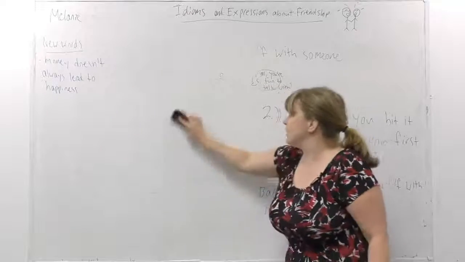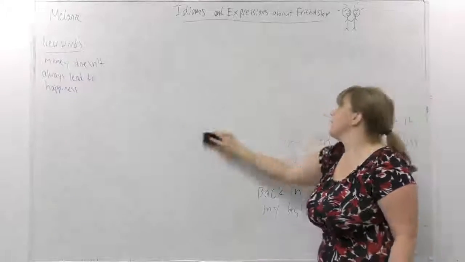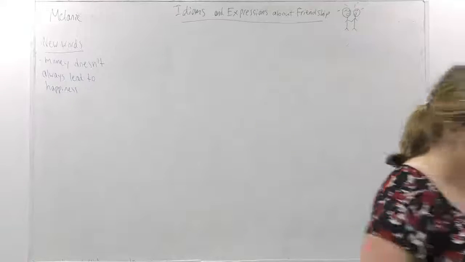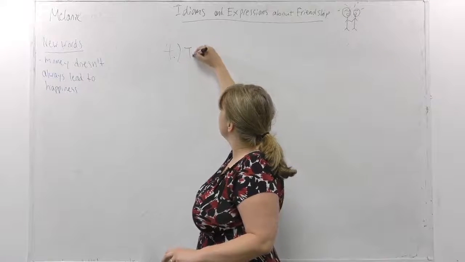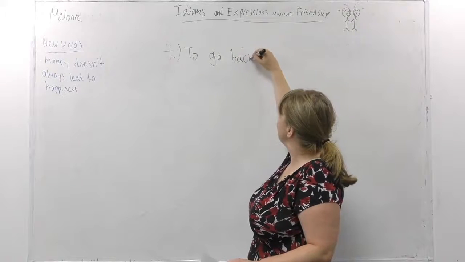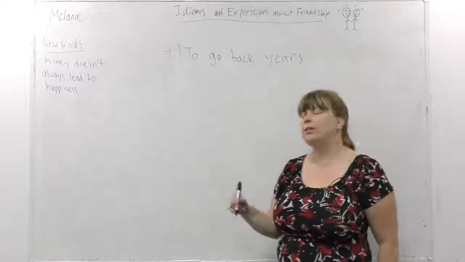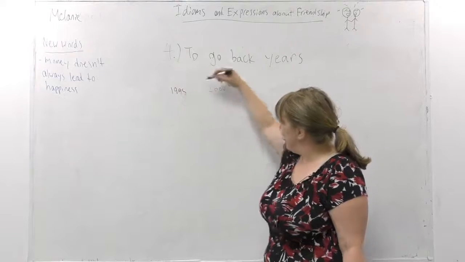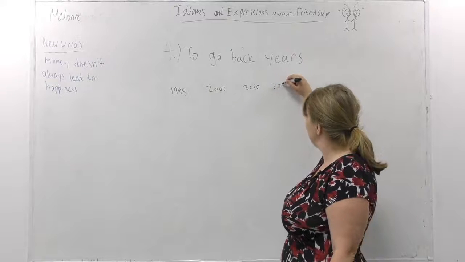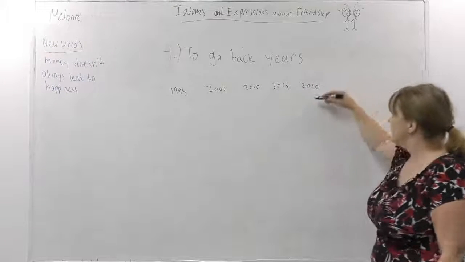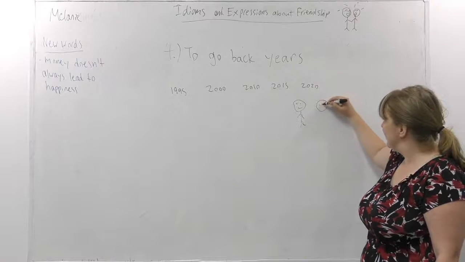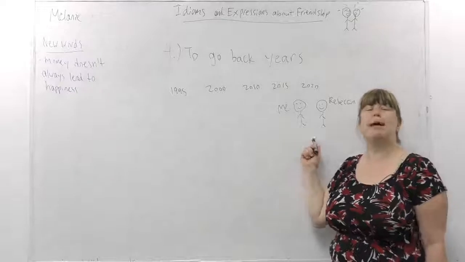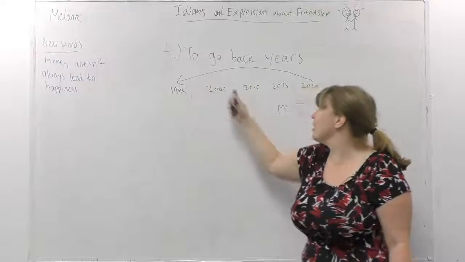Okay. Let's take a look at years like 1995, 2000, 2010, 2015, 2020. So this is me and this is my friend. Her name is Rebecca. And this is me. So my friend Rebecca and I, we go back years.